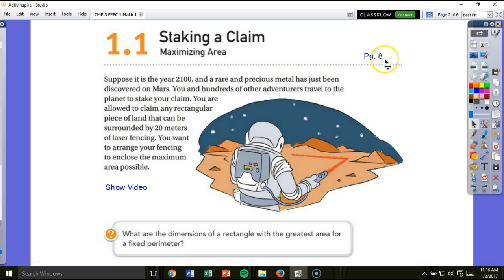We begin our investigation on page 8, called Staking a Claim and Maximizing Area. It says, suppose it is the year 2100 and a rare and precious metal has just been discovered on Mars. You and hundreds of other adventurers travel to the planet to stake your claim, much like the land rush in Oklahoma. You are allowed to claim any rectangular piece of land that can be surrounded by 20 meters of laser fencing. We want to arrange your fencing to enclose the maximum area possible. So to give you an idea of what we're looking for here, let me show you a video.